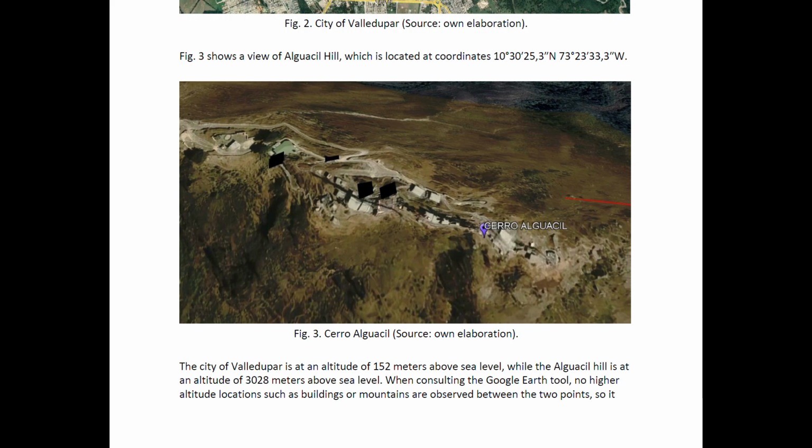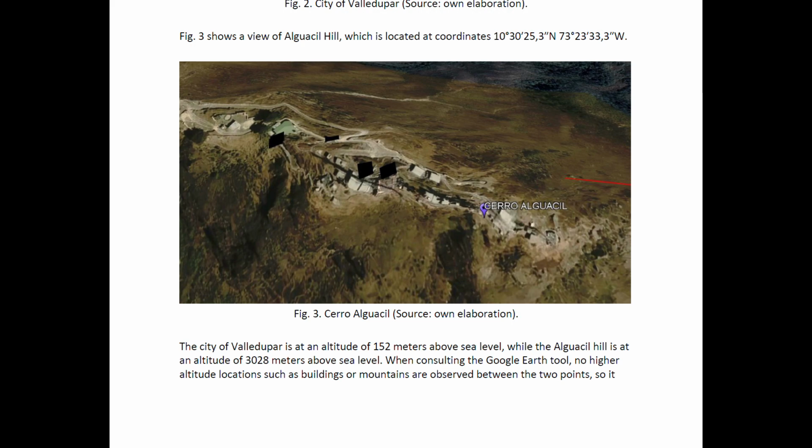The altitude of the Mayales shopping center is 152 meters above sea level, while the Alguacil Hill is at an altitude of 3,028 meters above sea level. When consulting the Google Earth tool, no higher altitude location, such as a building or mountain, is observed between the 2 points.